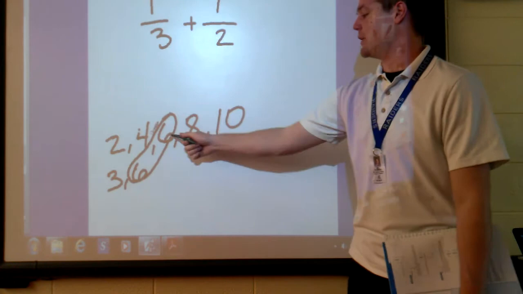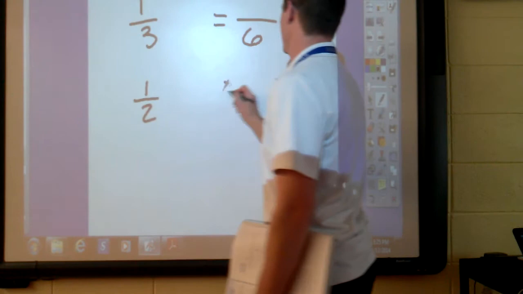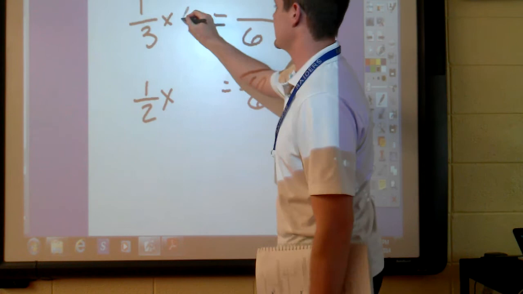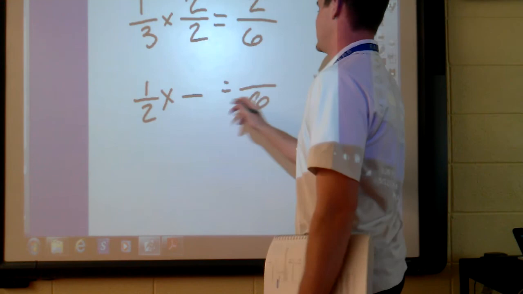Now I need to convert the fractions 1 third and 1 half so that they have denominators of 6. We multiply by fractions equal to 1. 3 times what is 6? 3 times 2 is 6. 1 times 2, because this fraction needs to be equal to 1, is 2. 2 times what is 6? 3. 3 goes on top. 1 times 3 is 3 sixths.